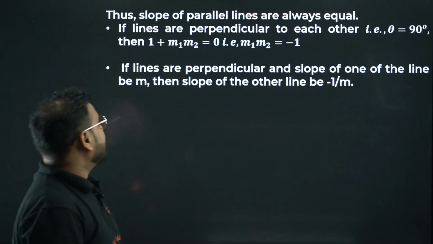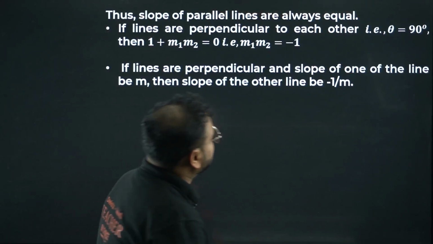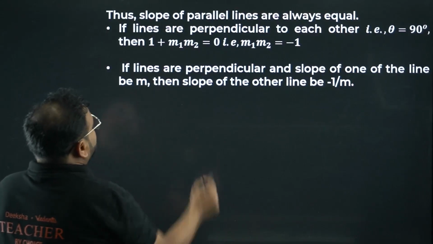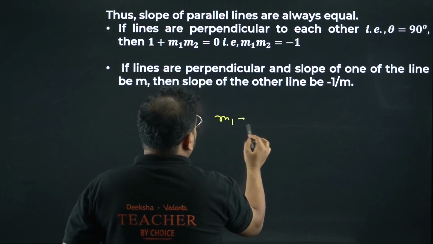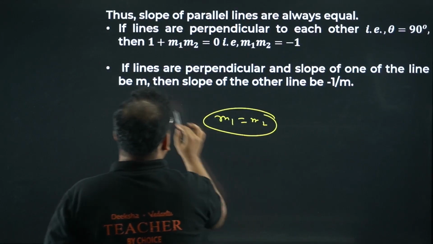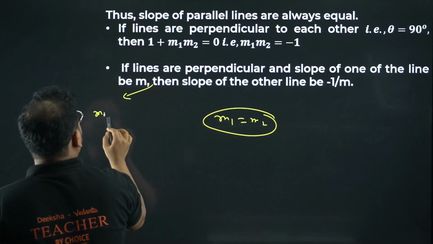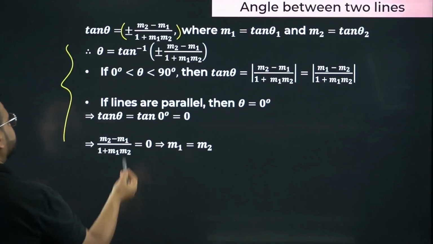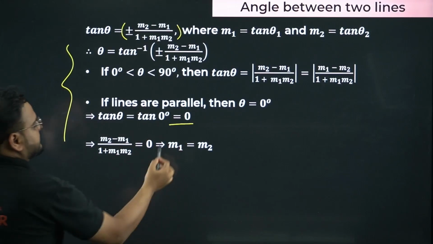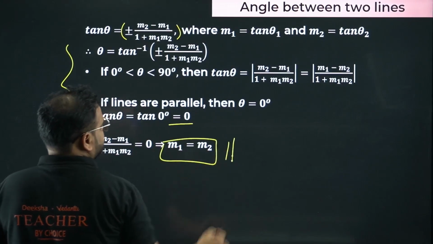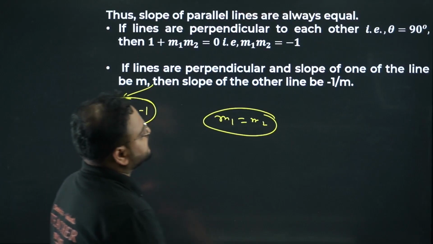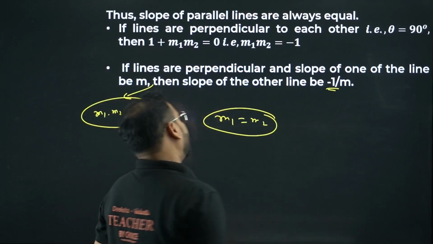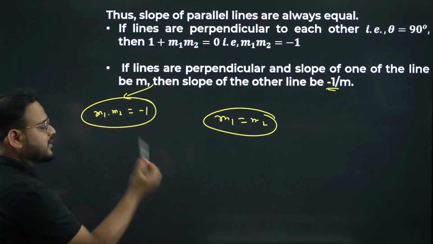The slopes of parallel lines are always equal. For parallel lines we get M1 equals M2, and for perpendicular lines we get M1 into M2 equals minus 1. This part here is the derivation. This is for the parallel lines, and for the perpendicular we have this: M1 into M2 equals minus 1.